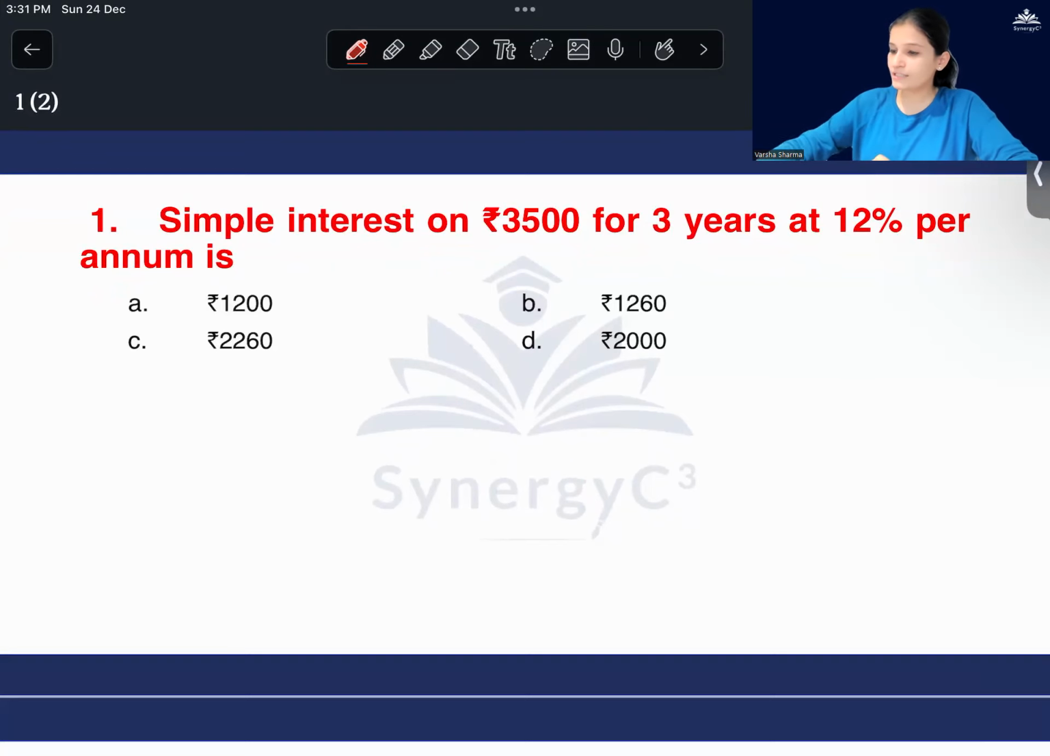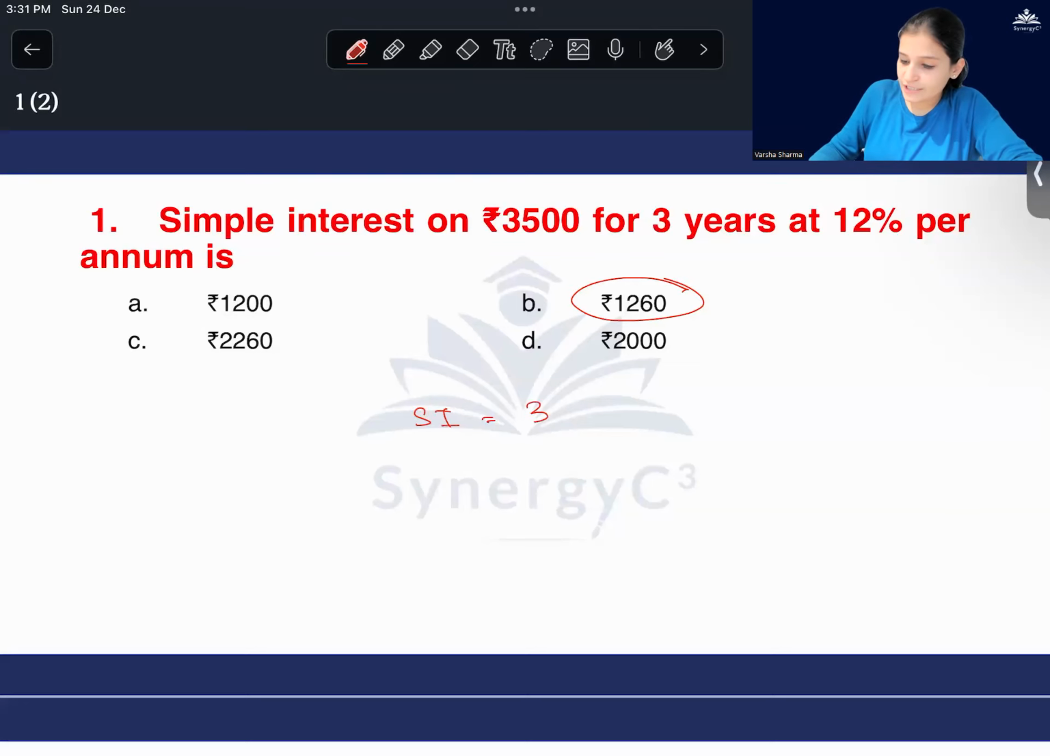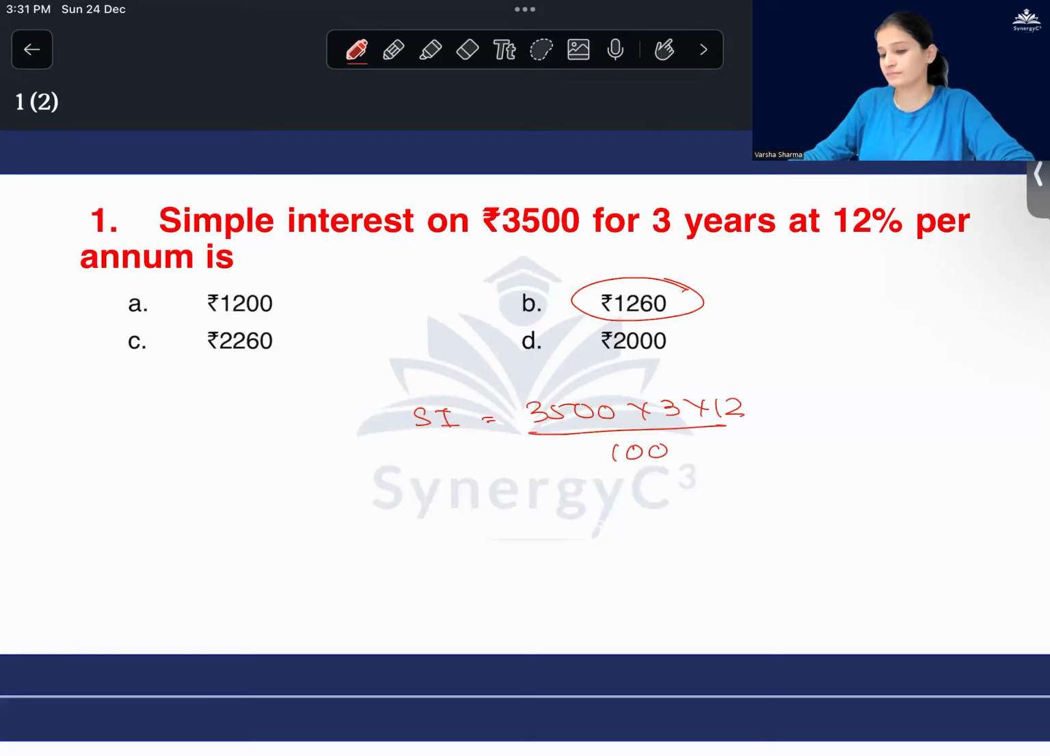We can directly do this. 3,500 into 3 into 12%. 1260? Yes, ma'am. Simple interest directly, 3,500 into 3 into 12%. 1260. Done.